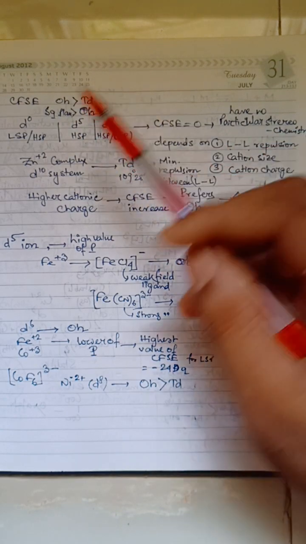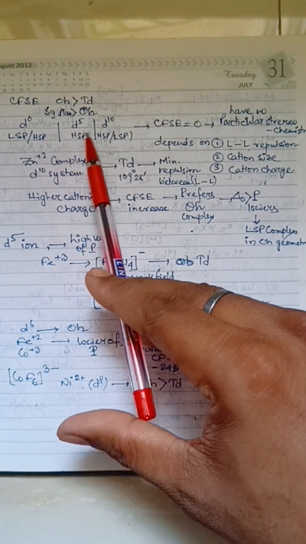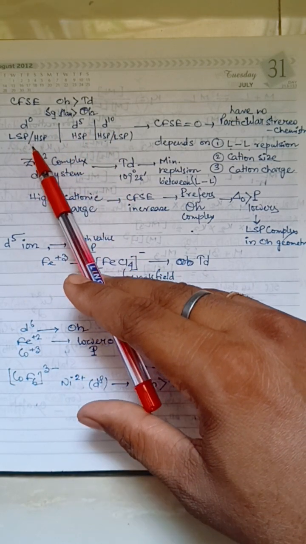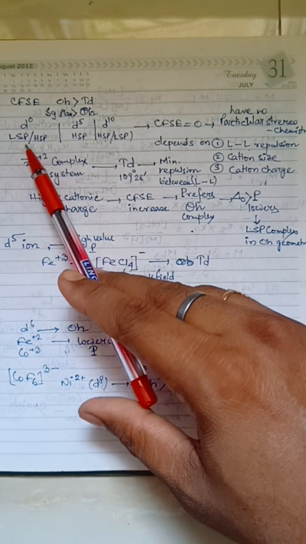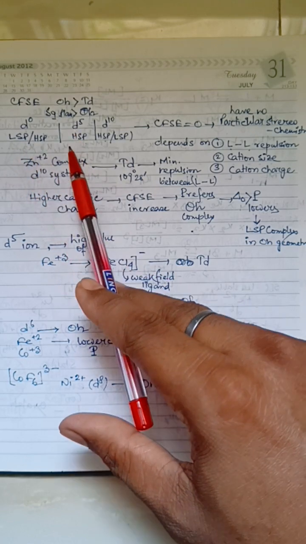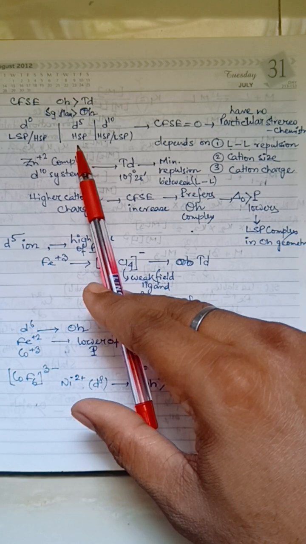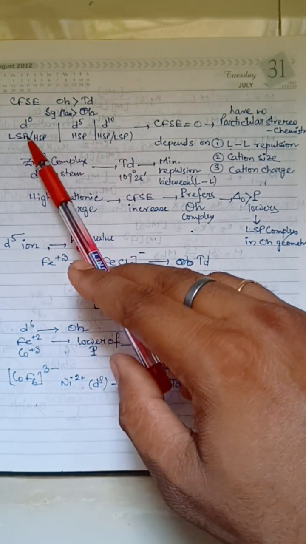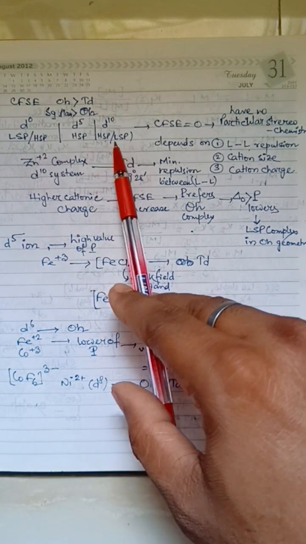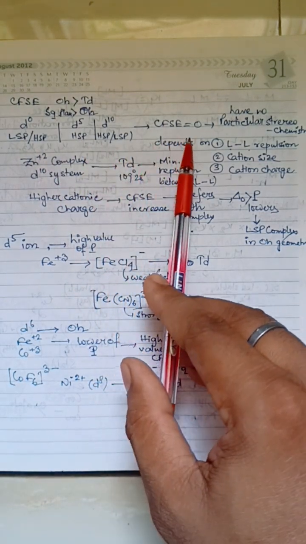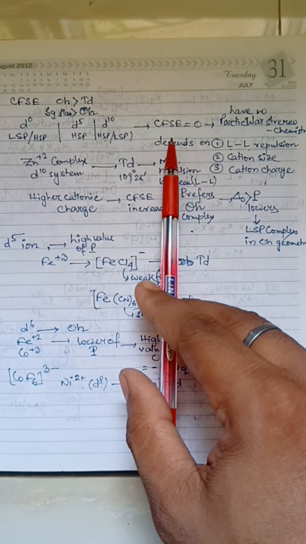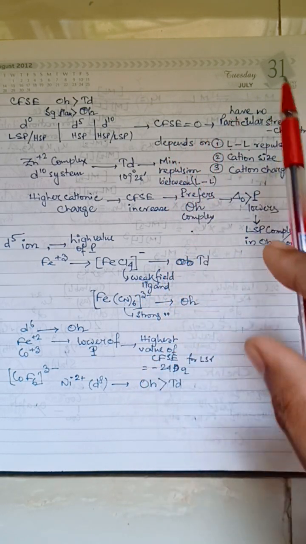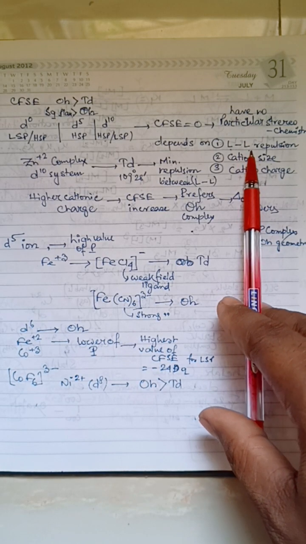Now, if the system is d0, d5 or d10, that means d0 in low spin or high spin, d5 in high spin, and d10 in high spin and low spin, for all these cases the CFSE value becomes 0. And if the CFSE value is 0, then they have no particular stereochemistry.